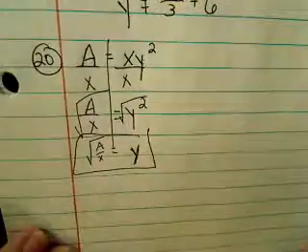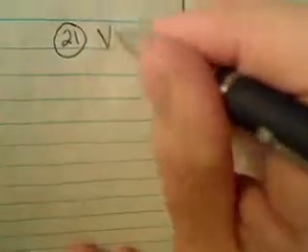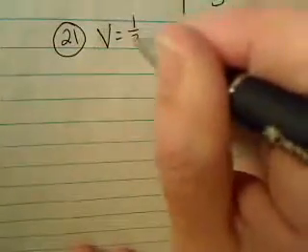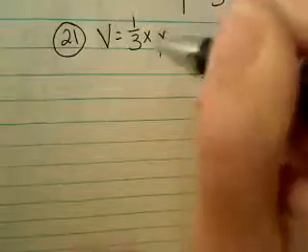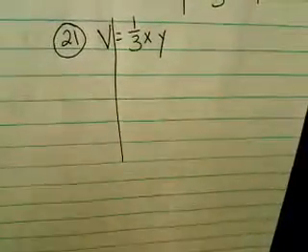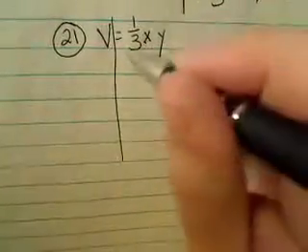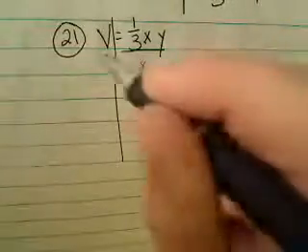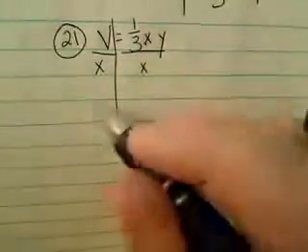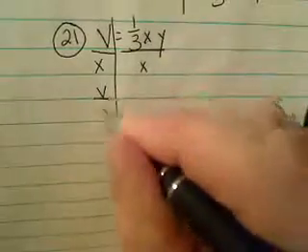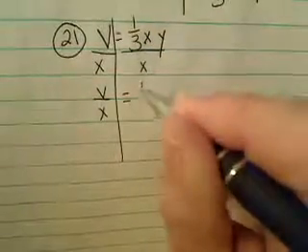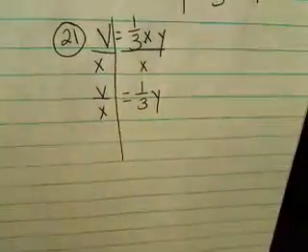Okay, and the last problem, problem number 21, is as follows. Here we go. Volume equals 1/3 xy. I want y by itself. So first, I'm going to divide by x because I'm going to get rid of that x. So I'm going to divide both sides by x. So over here, I have V over x. Then I have equal to 1/3 y.